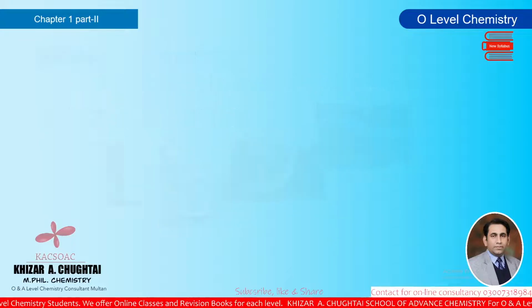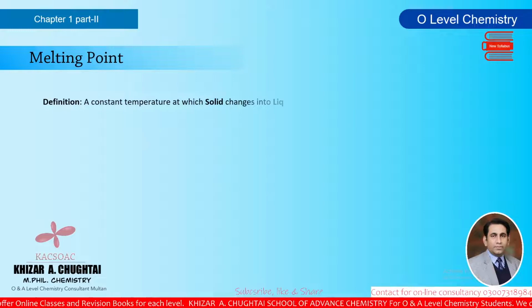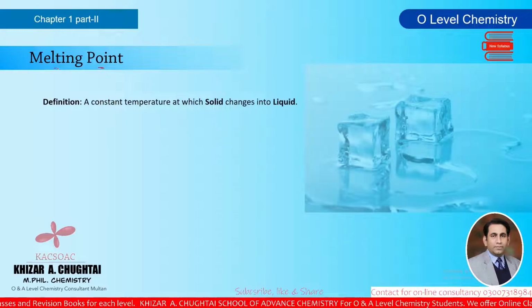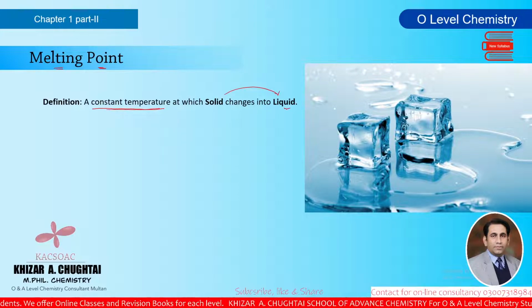Let's talk about the melting point. The first physical property is the melting point. Point means temperature. Melting is a stage, and the melting point is the temperature at the stage of melting. The proper definition is a constant temperature at which solid changes into the liquid state. A fixed temperature at which solids start to change into the liquid state. At that temperature, at that stage, the point is said to be the melting point.